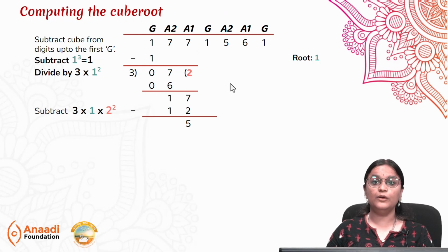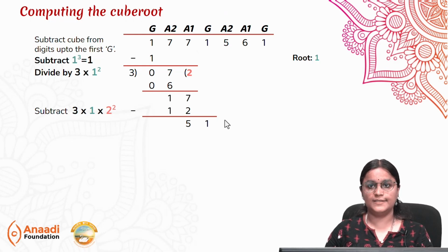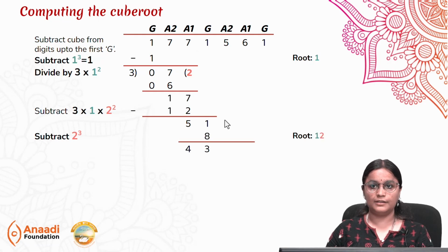Next, let us bring 1 down from the ghanasthana and subtract the cube of the previous quotient available to us. Here it will be 2 cube, which is 8. Now, since we have removed a cube, we must add it to the root here. 2 will be our answer. When we subtract 8 from 51, we get 43.